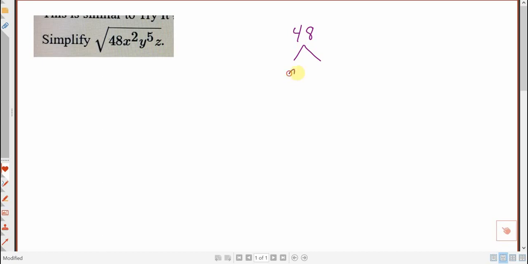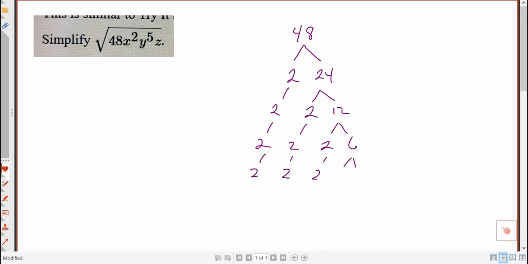So 48 is what, 2 times 24. 2 is a prime number, so I'm just going to keep that one there. 24 is 2 times 12. 2 is a prime. 12 is 2 times 6. That's 2 times 3. Okay, so I'm going to start off working with just the coefficient, the 48 right now, and then I'll deal with the variables in just a moment.